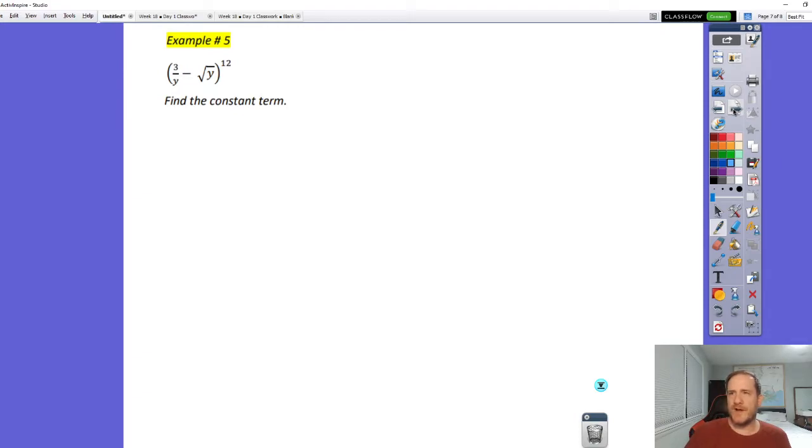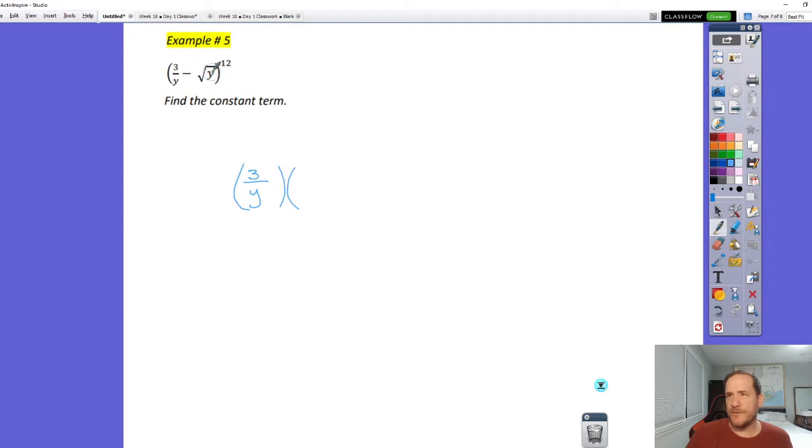This one says find the constant term. Well, find the constant term, again, basically means find the term where the y has gone away. Right? The constant term means there shouldn't be any variable. So let's think this through. We know we'll have a 3 over y.